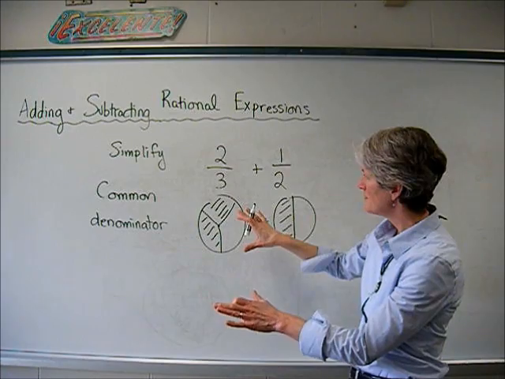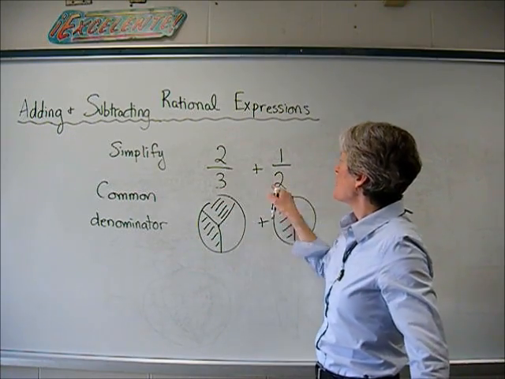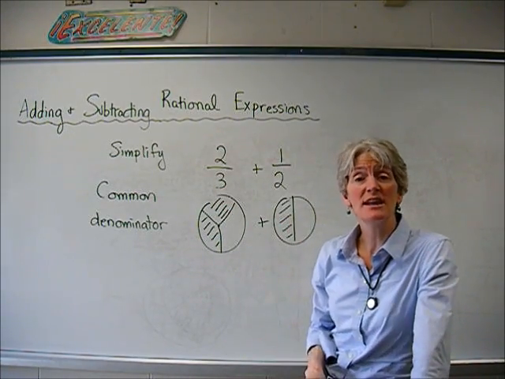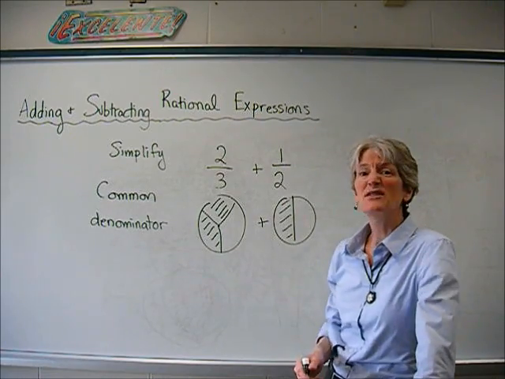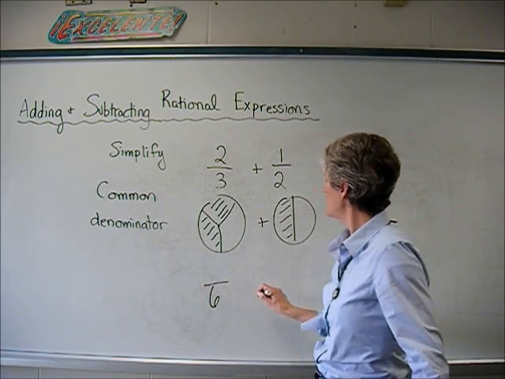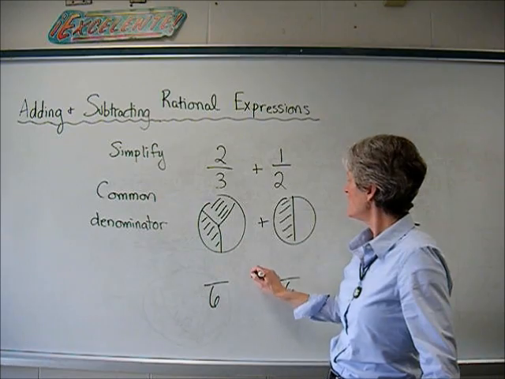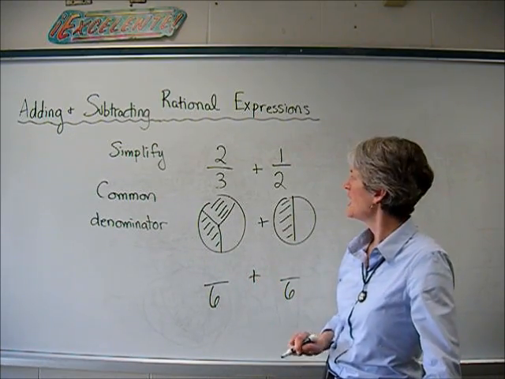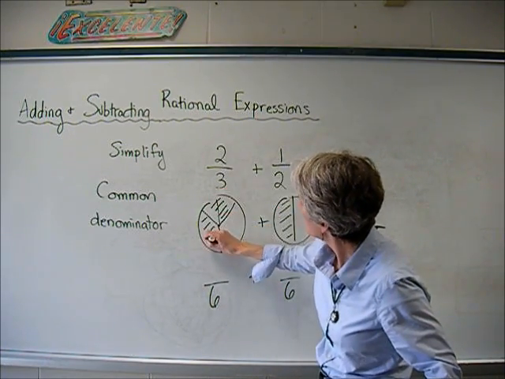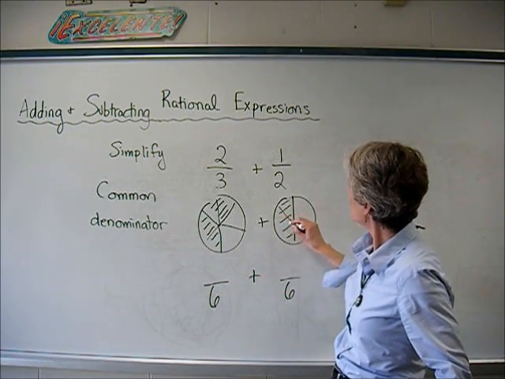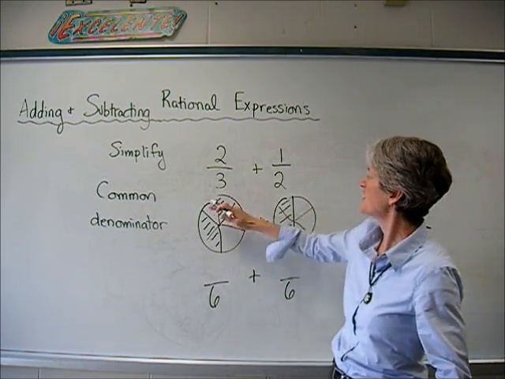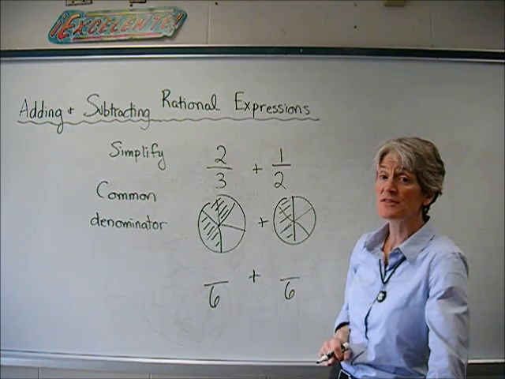So let's do this one. I want to look for a number that both 3 and 2 will multiply nicely into. And I'm thinking 6 will work. I can turn this into 6ths and that into 6ths. Alright? So I can visually do that, of course. I can turn both of these into 6ths. So I just cut my pie into 6ths.